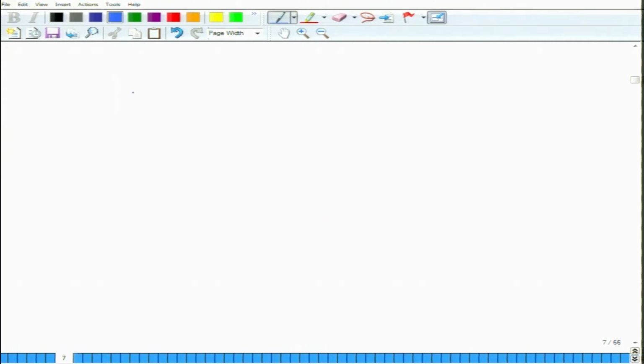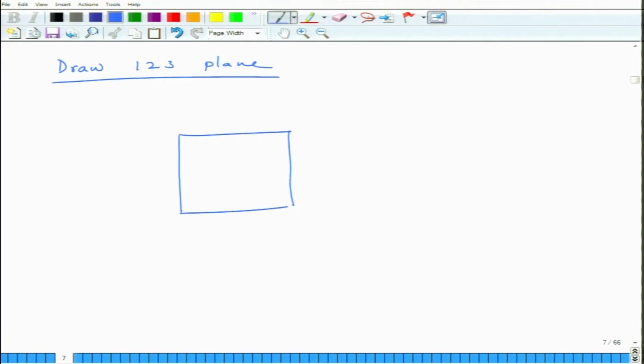So if I ask you now to do the reverse exercise, let us say I ask you to draw the 1 2 3 plane, I draw a unit cell. Now, here the choice of origin is very important. How you choose the origin, that is very important.